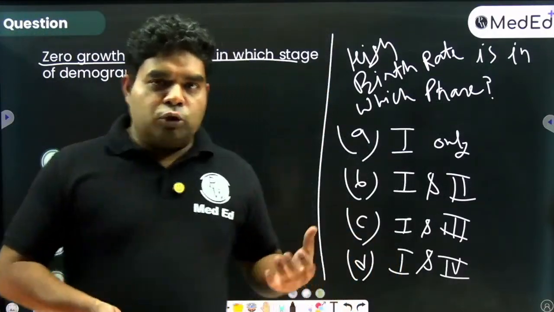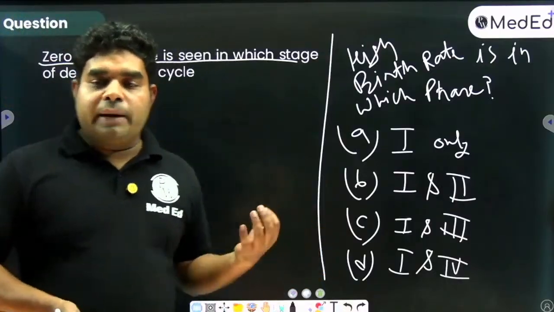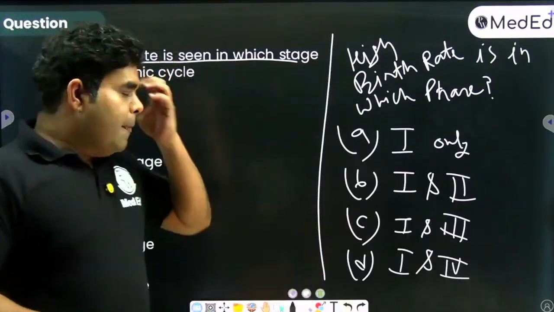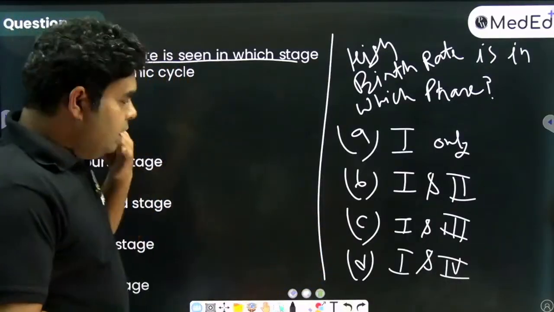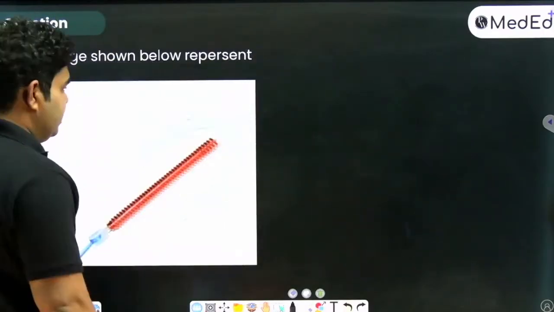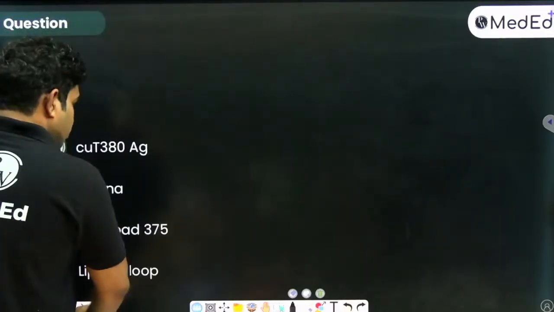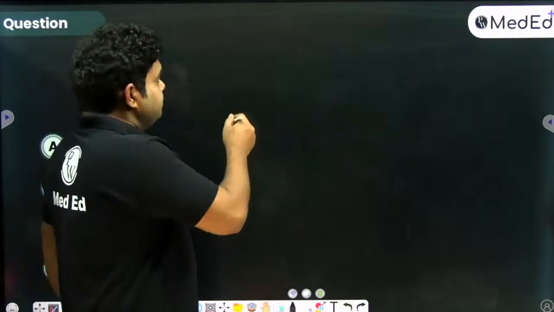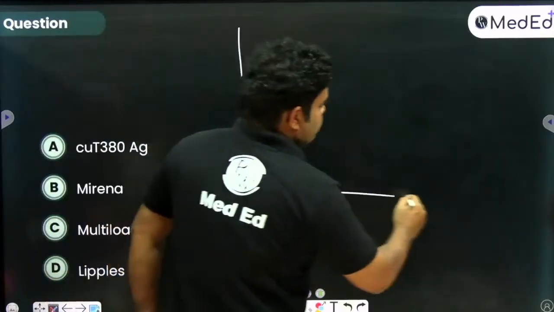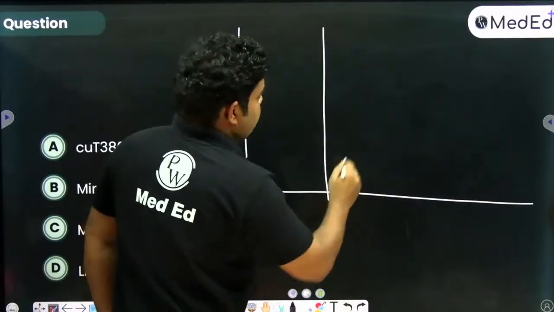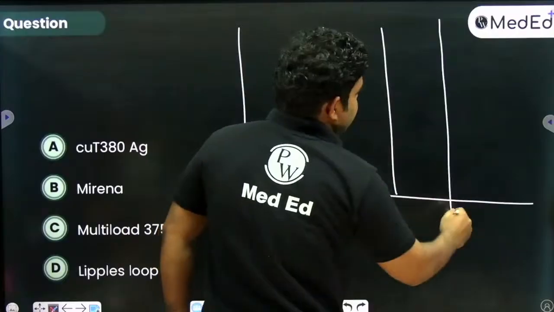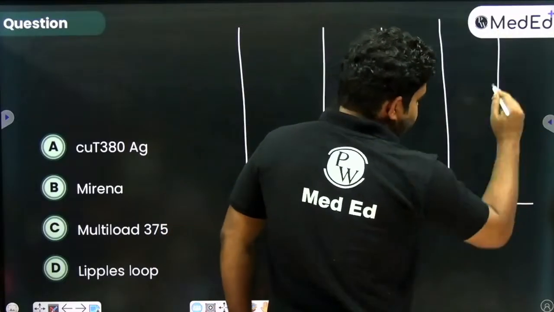So to answer both of these questions, I hope you know the demographic cycle part. And in the demographic cycle, let's first draw the demographic cycle image, because a lot of image-based questions also come from the demographic cycle. I hope you must have seen it in the image. Very quickly we will draw it. These are the 5 phases, 3, 4 and then 5.